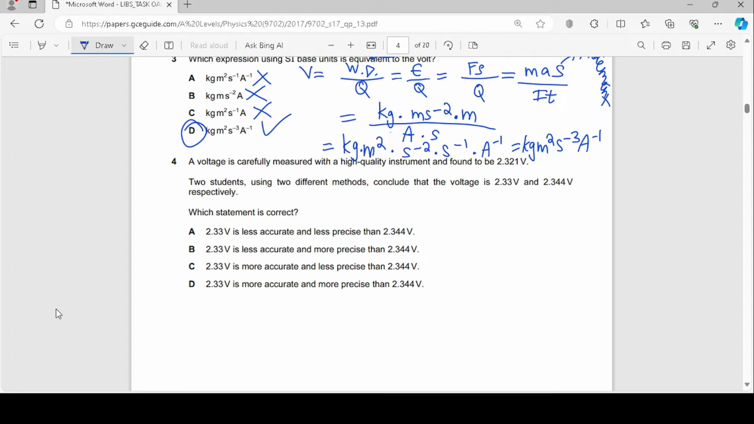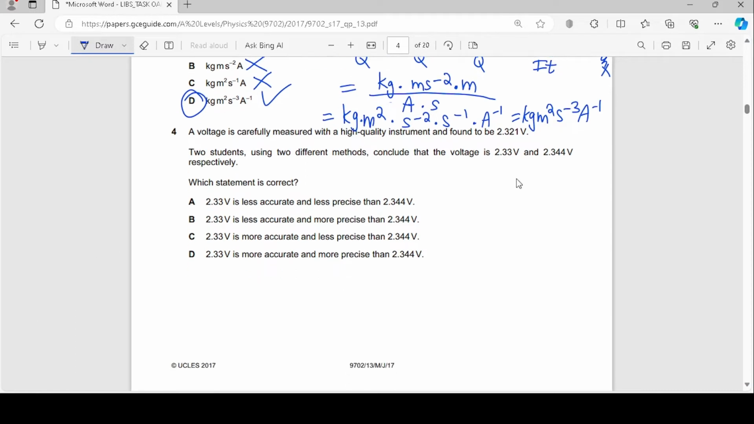A voltage is carefully measured with a high quality instrument and found to be 2.321 volts. Two students using two different methods conclude that the voltage is 2.33 volts and 2.344 volts respectively. Which statement is correct? Okay, so they're talking about accuracy and precision.